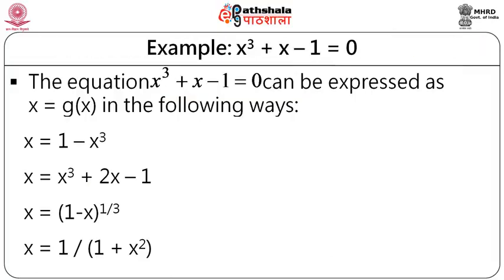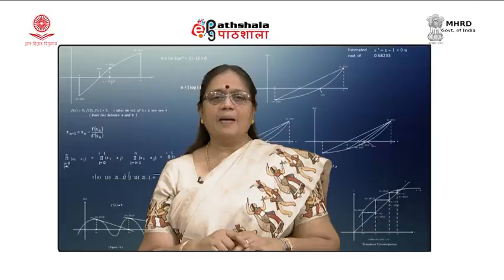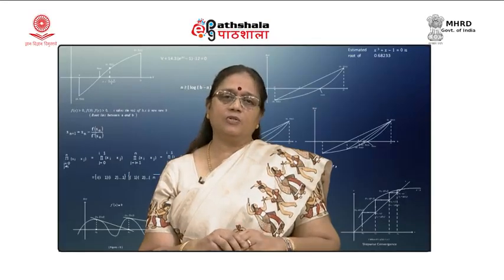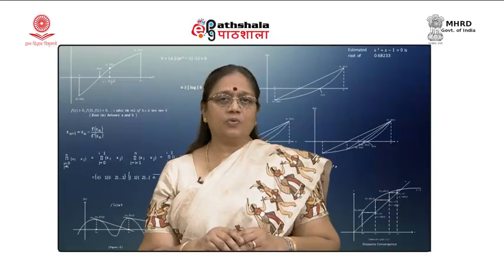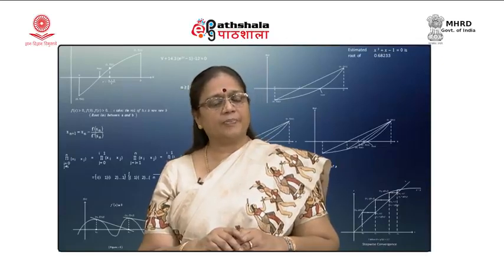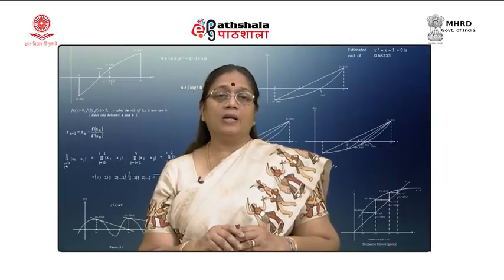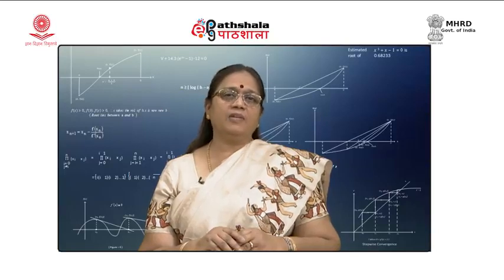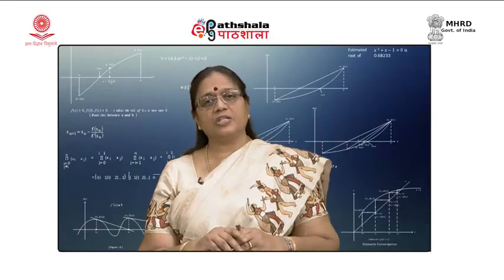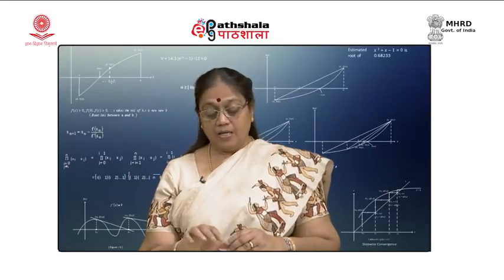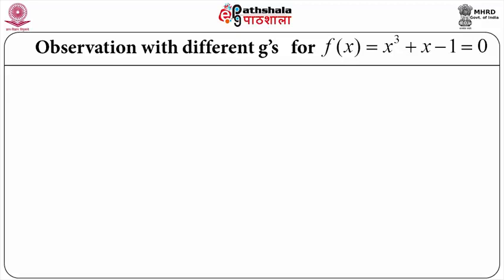how do these different g's perform when we apply the formula x_{n+1} = g(x_n)? Do all give the root? Do all sequences of approximations converge to the root, or none of them converges, or do some of them converge? And if some of them converge, what can be the criteria for selecting a proper g(x)? So, let us see one by one.